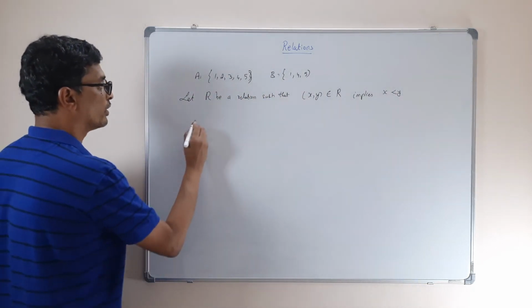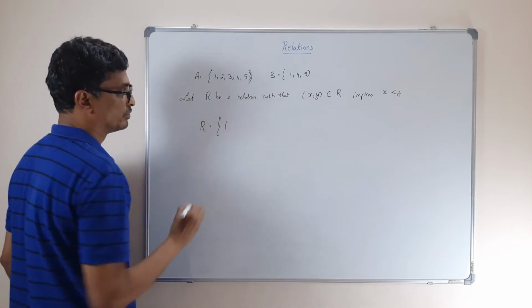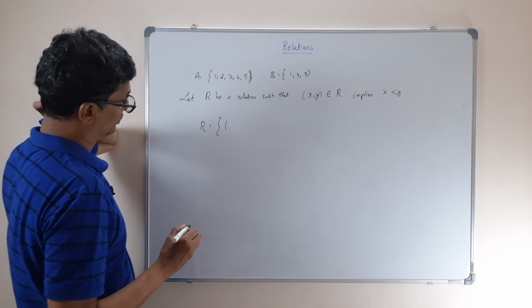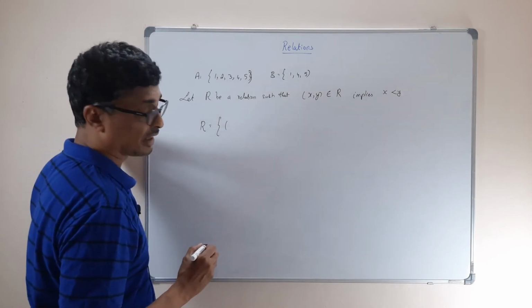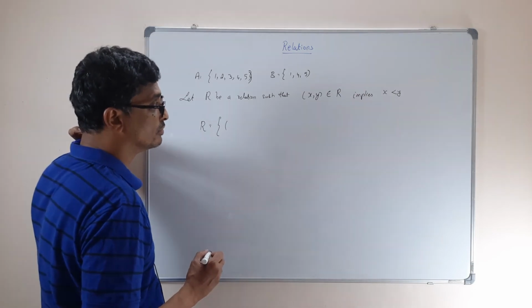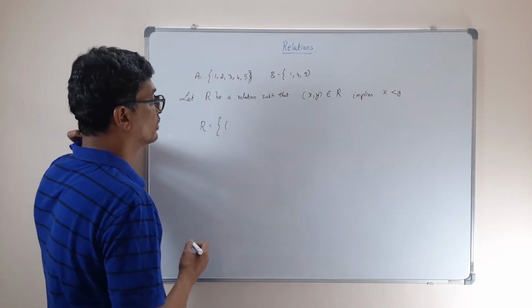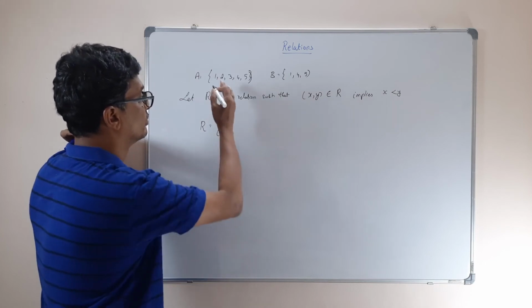Can you tell me what R will be? What is the relation? x comma y is an element of R. Correct, y is greater than x. y should be greater than x. Okay, so in y we can take A.